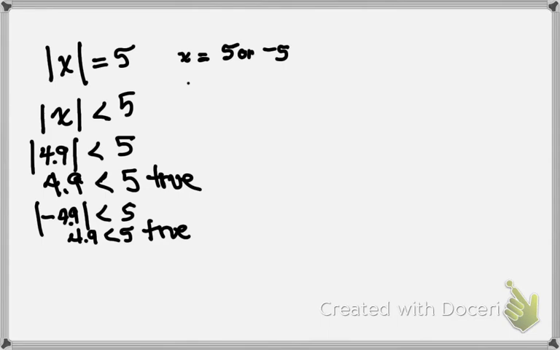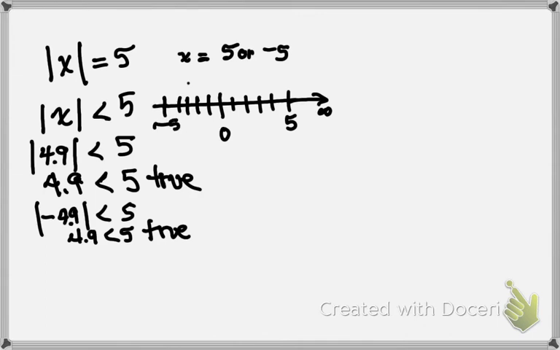So if I were to look at this on a number line, I could see there's a 0 and there's 1, 2, 3, 4. There's a 5, and this is going to go on to positive infinity like that. And then this is the negative 5, and this is going to go on down here to negative infinity. Looks like an 8, but it's infinity.